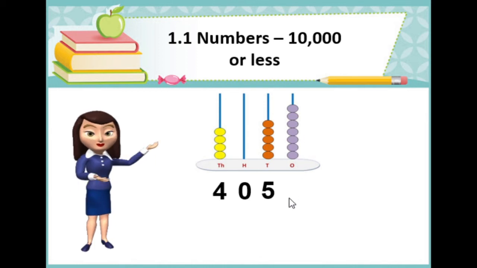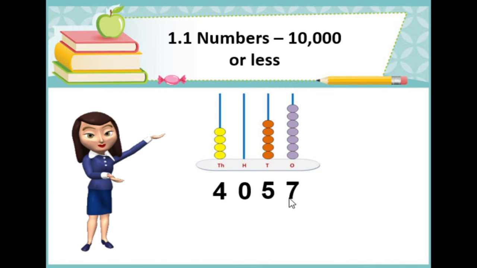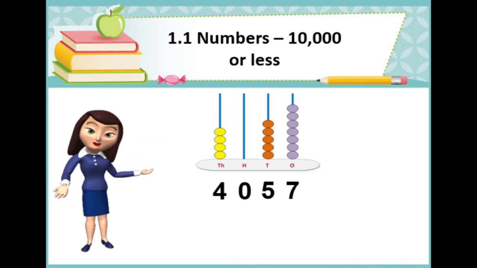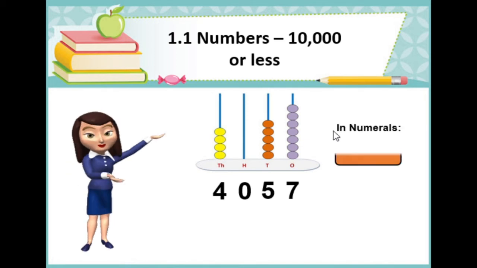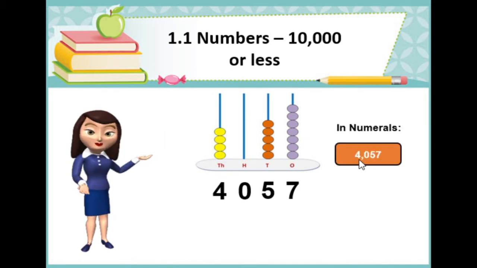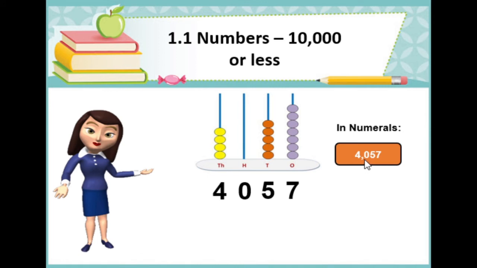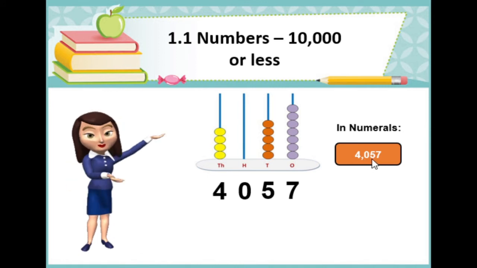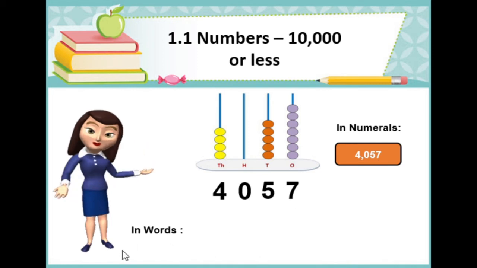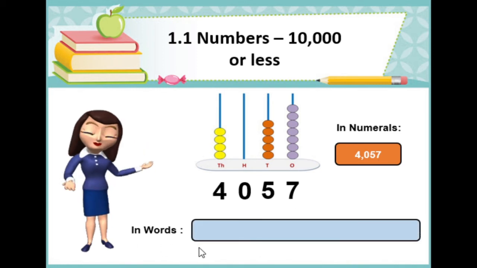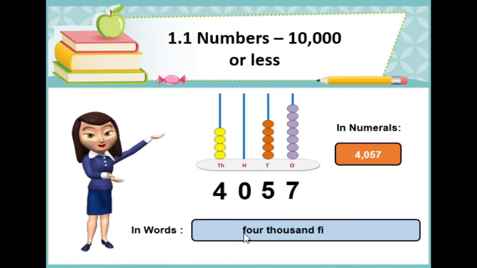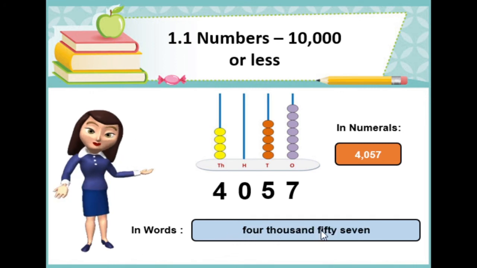There you have it. How do you write it in numerals? You write it as 4,057. And in words, it's written just like this. 4,057.